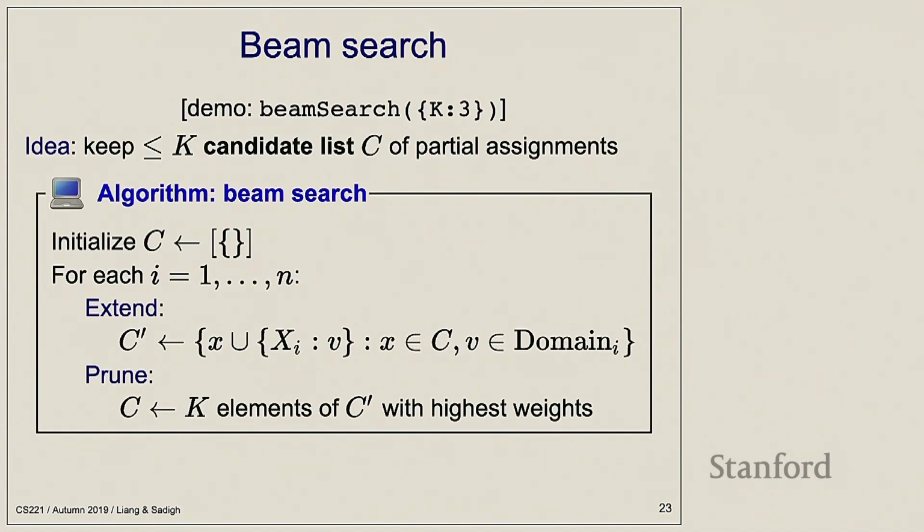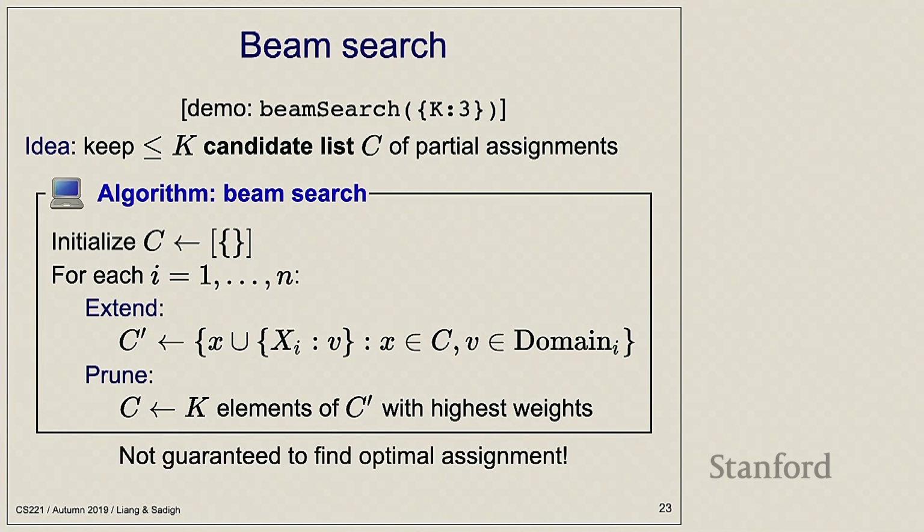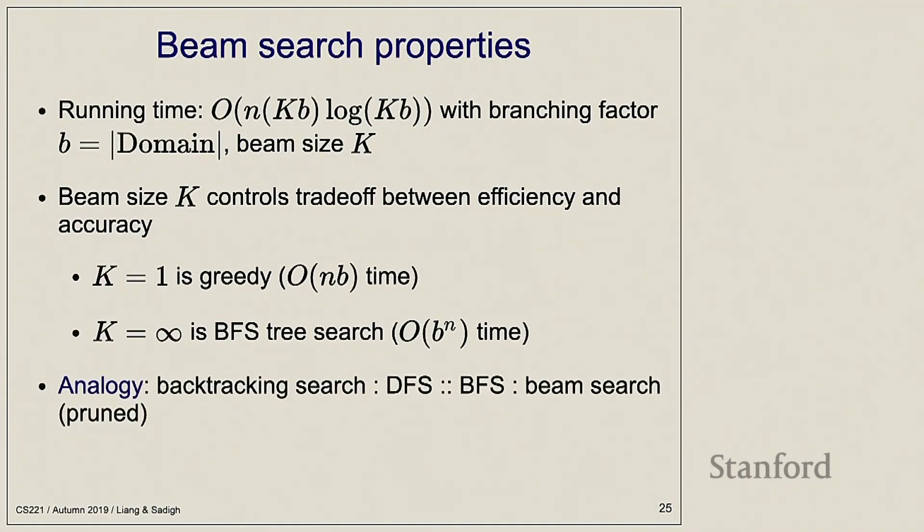So in notation, we say for each variable, we try to extend each of our partial assignments, and then we prune out everything but the k largest, the best k weights. So beam search is also not guaranteed to find the best weight. But what's cool about it is that it gives you a knob that you can control between being greedy and exploring a lot. If k is very wide, then you explore more and more of the tree. And if k is infinity, I think this is on a slide soon, then that's akin to a breadth first search of the entire tree.